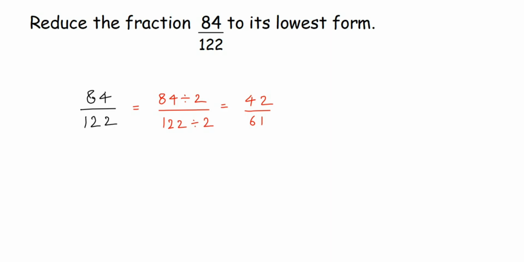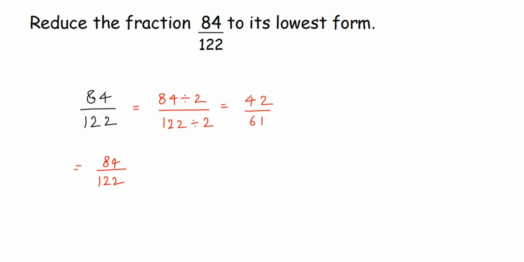So, here I have shown the division step. If you want, you can do the cancellation too. So, if it comes for 1 mark, you can just cancel it. You can directly write the answer, or you can just show these steps. So, if it is cancellation, it will be 84 by 122.